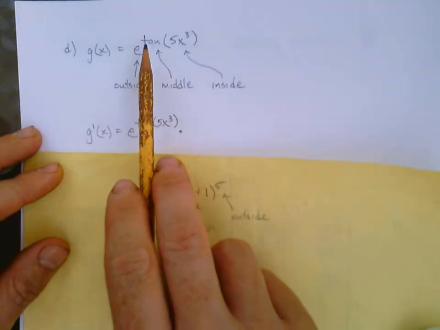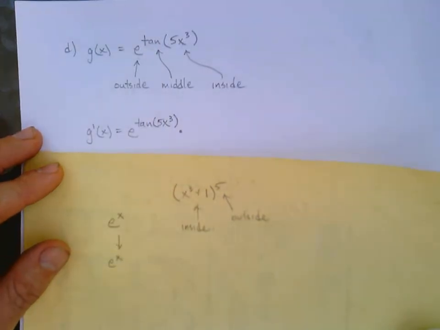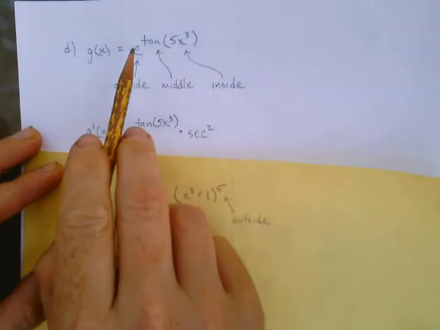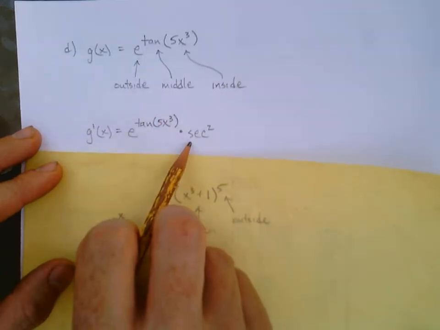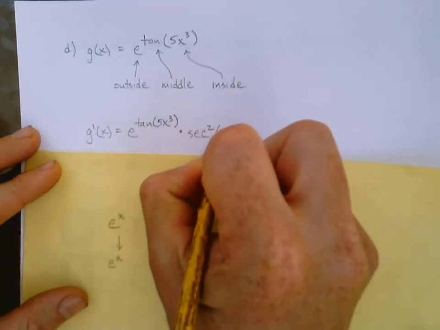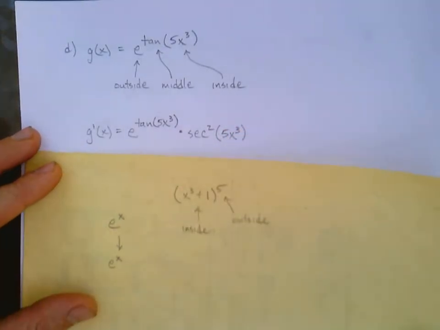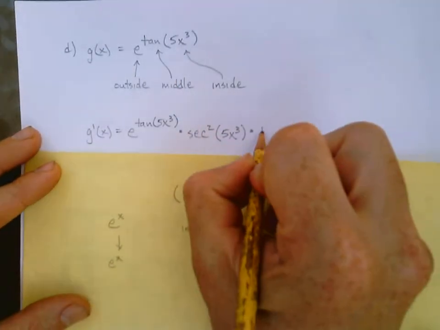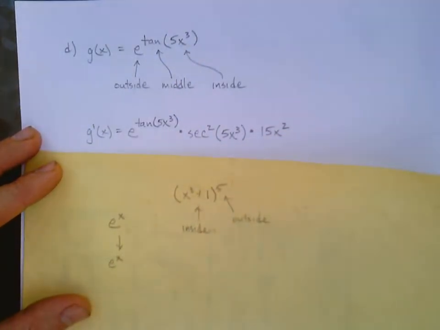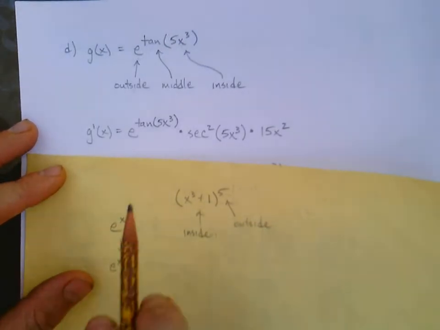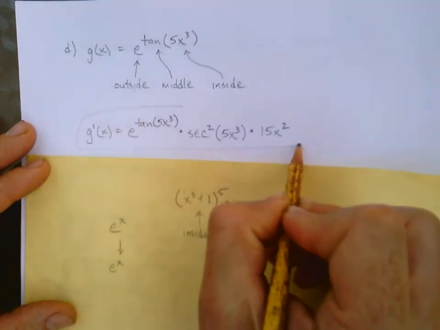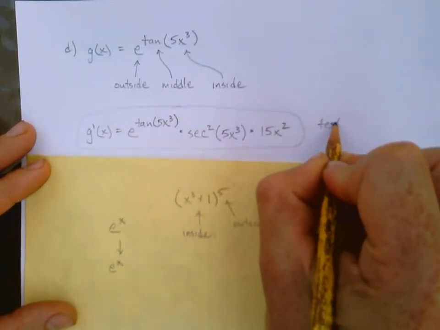And we need to look at that middle function, tangent. You guys remember the derivative of tangent? It's secant squared. So the derivative of tangent is secant squared, and then we copy the 5x to the third. And then finally, we take the derivative of the innermost, and that's 15x squared. There it is: derivative of the outer, the middle, the inner. If this was a test, you could leave it just like that, no problem. Truth is, there's really not much to clean up.